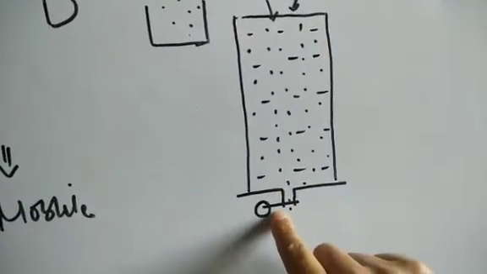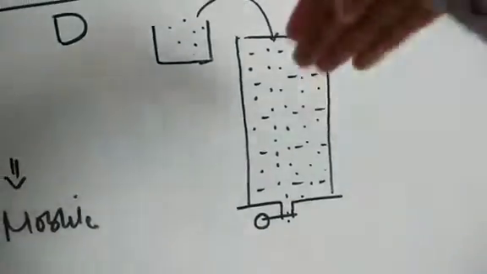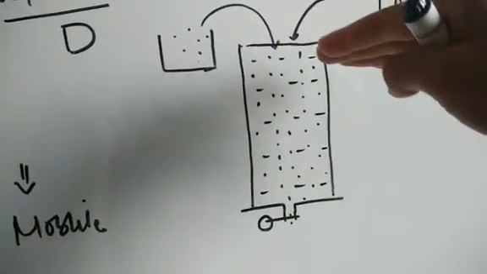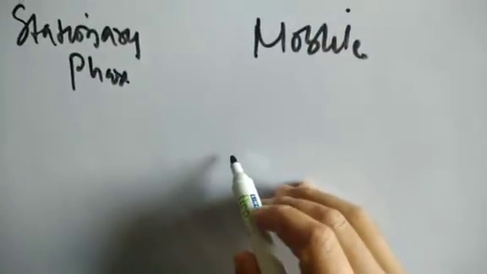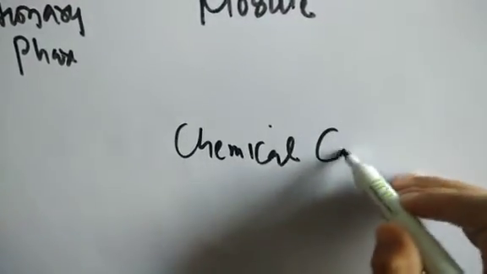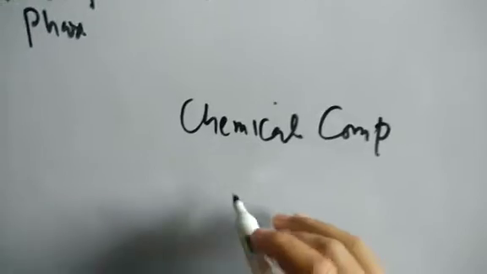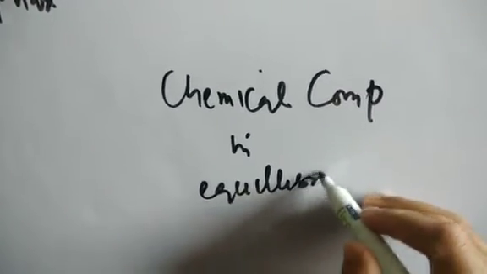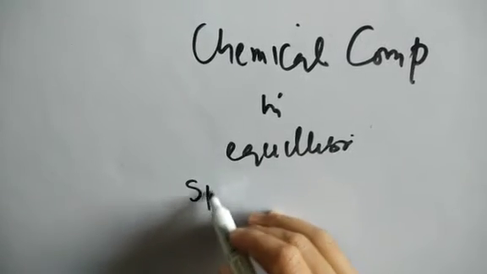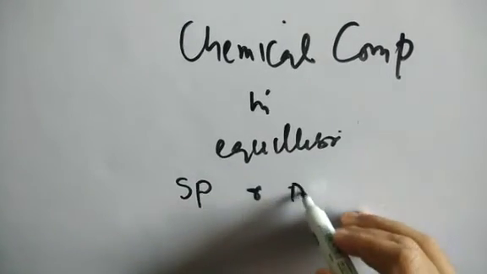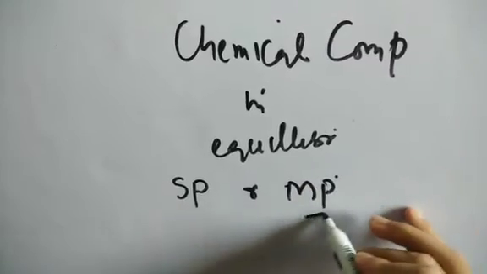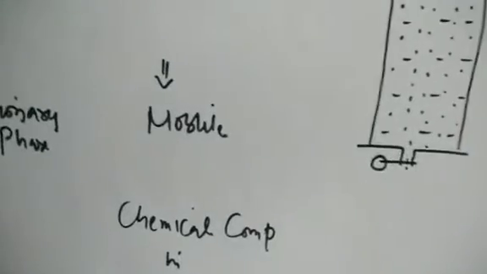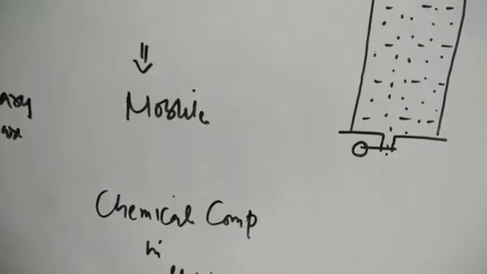Now as we have closed this, we are not allowing the flow, and we have stopped adding from here as well. That means now we have equilibrium existing, so that the chemical species or chemical components are in equilibrium between the stationary phase and the mobile phase.